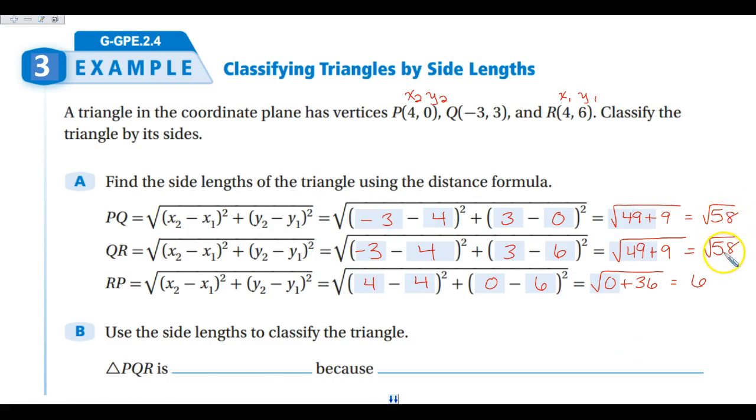So because these two are both 58, and this one is 6, I know two sides are the same length, so my triangle is isosceles. All right, because PQ is equal to QR, but those are not equal to RP. Okay, so PQ and QR are the same, but they do not equal RP, so I know that I have an isosceles triangle.